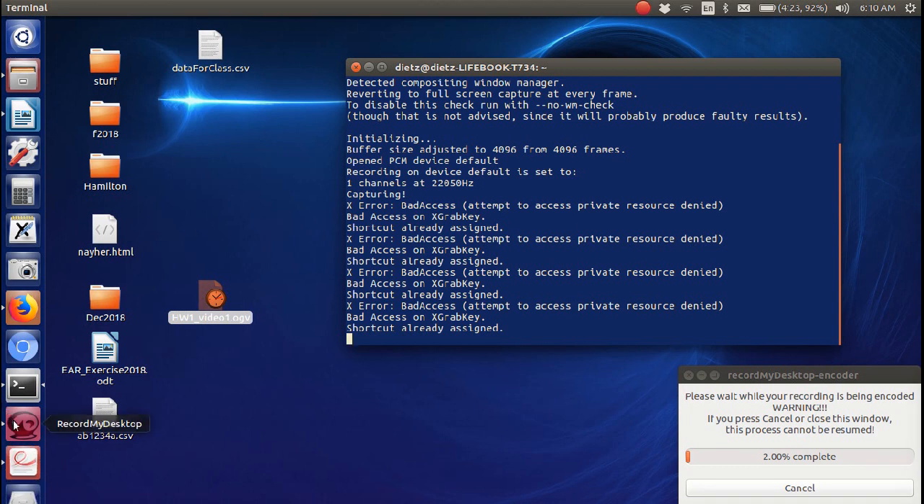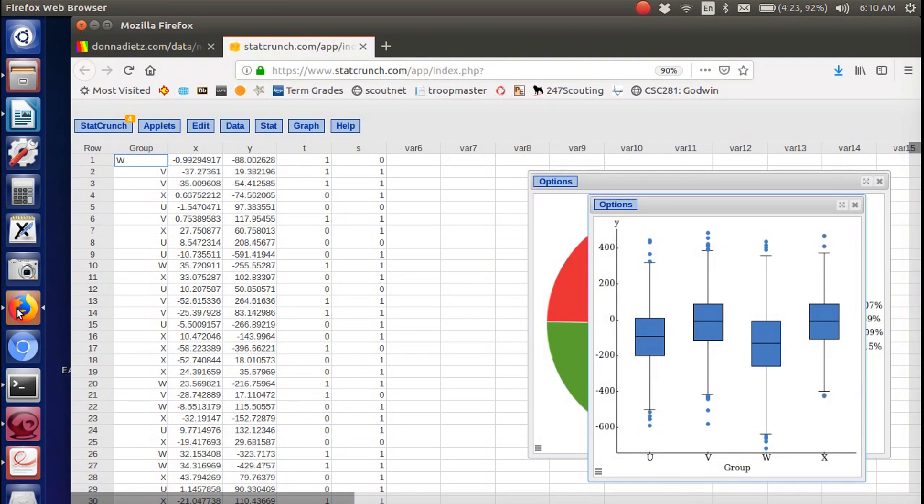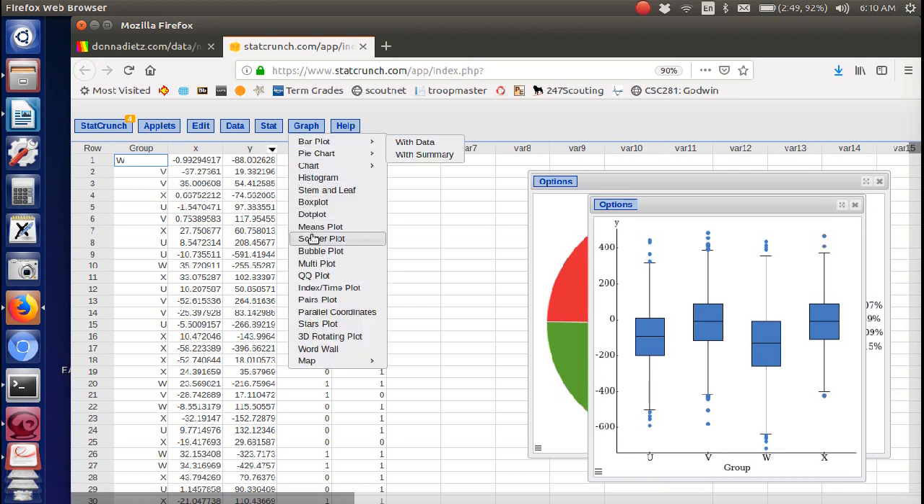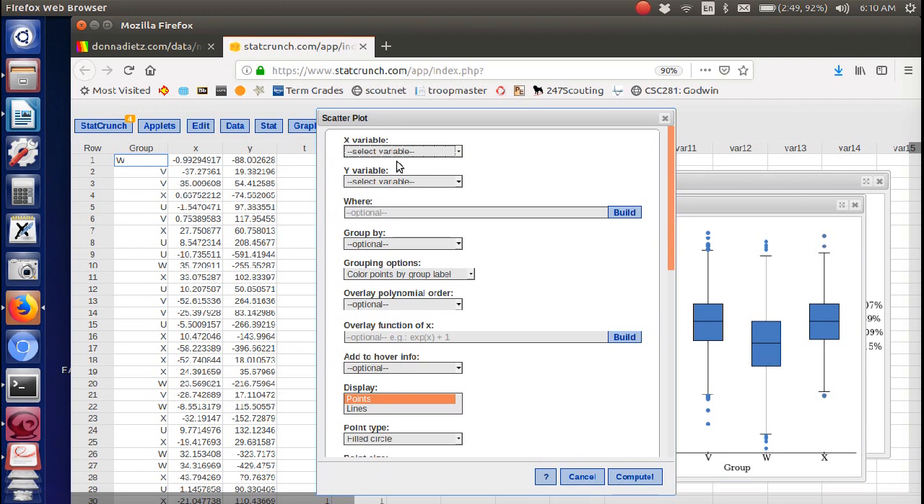Okay, and here we continue along the same path on the second video for homework 1. This is the StatCrunch demo. We're going to make a generic scatter plot of x versus y. So graph, scatter plot, and to make things easy, x is x, y is y, group is group. Actually, I'm going to do it without grouping first, but you don't have to capture this one.